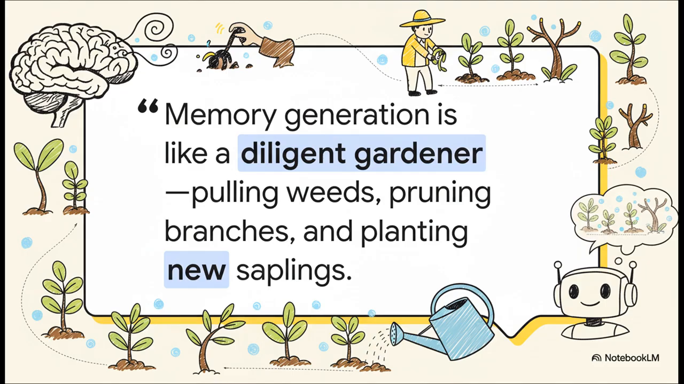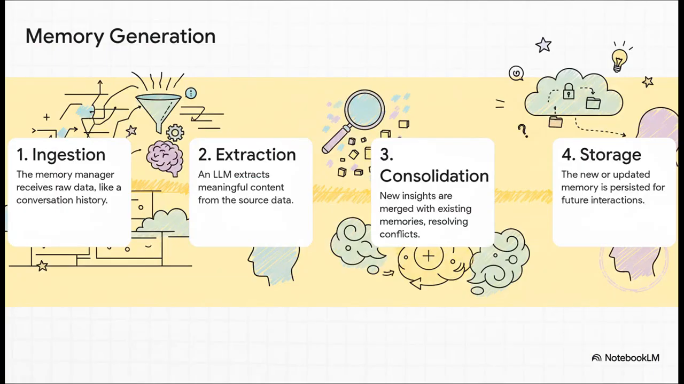So this whole gardening process, it's actually a pretty sophisticated pipeline that's driven by an LLM. First, it ingests the raw conversation from the workbench. Second, it uses another LLM to pull out the meaningful insights. Third, and this is the really clever part, it consolidates that new knowledge, merging it with old memories and even fixing any contradictions. And finally, it stores that refined, shiny new memory in the filing cabinet for future use.